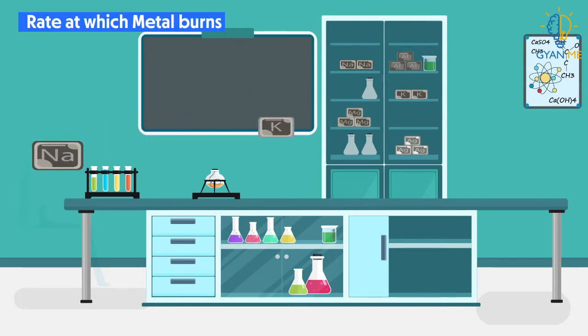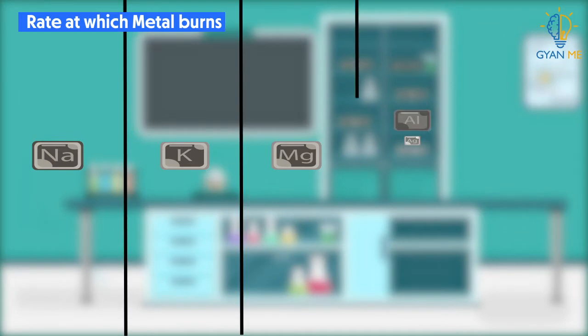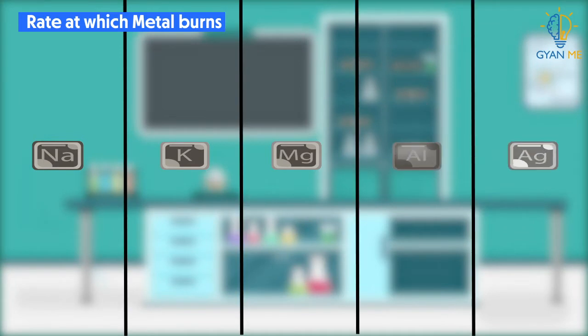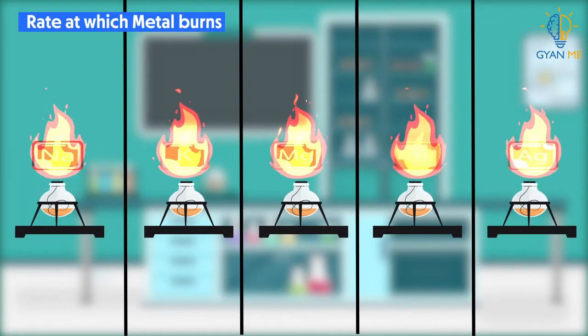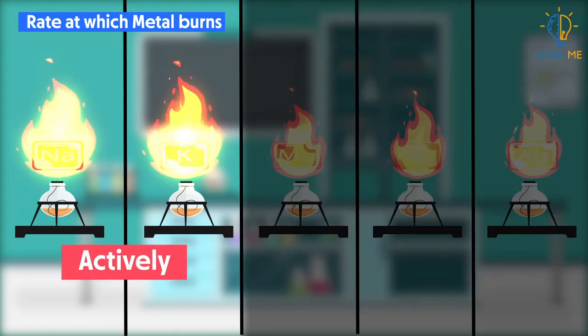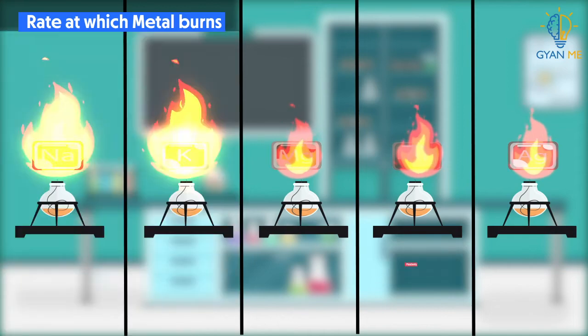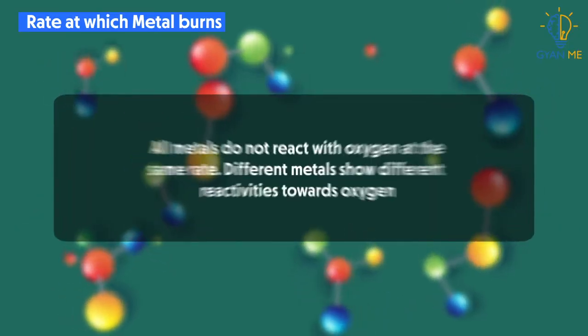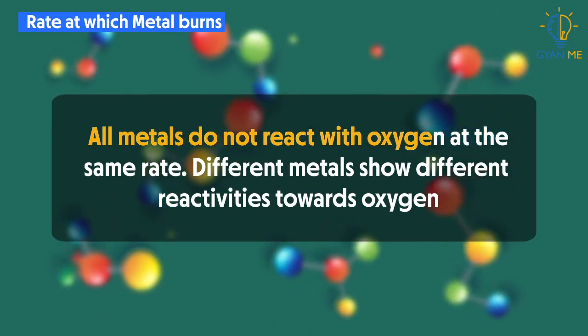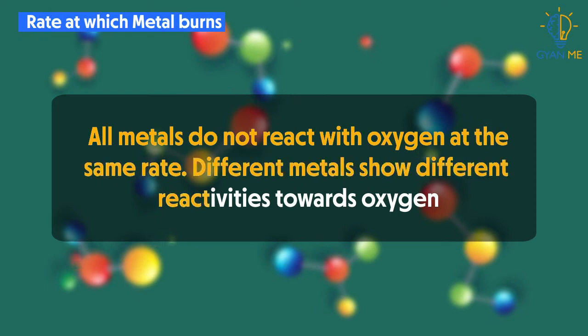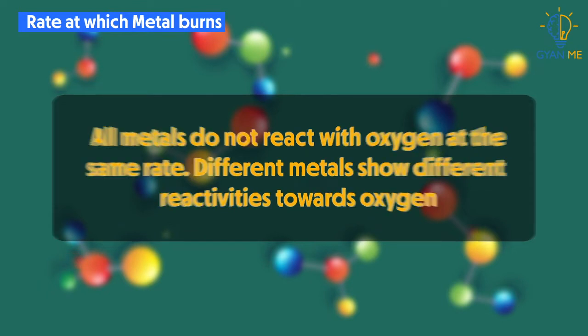Students, in our previous video, during our activity, you must have observed that metal samples burn differently. Some of the metal samples burn vigorously, that is very energetically, while some metal samples burn passively, that is slowly, or we can say that with low energy. Thus, we can say that all metals do not react with oxygen at same rate. Different metals show different reactivities towards oxygen.